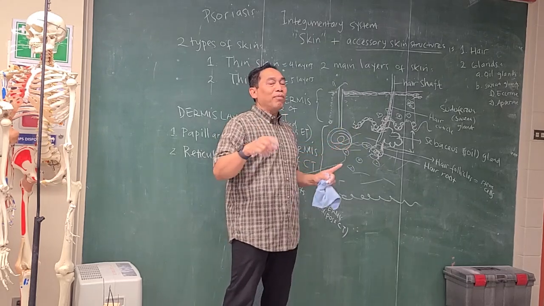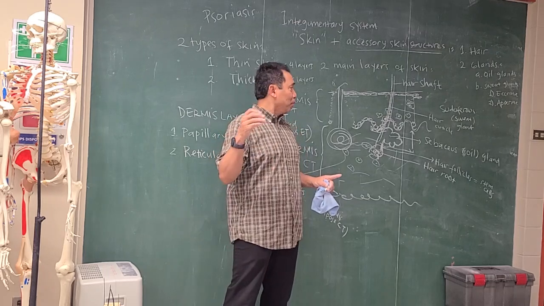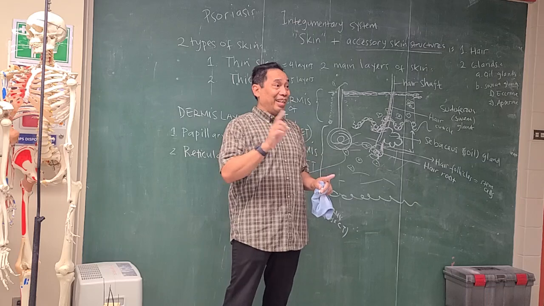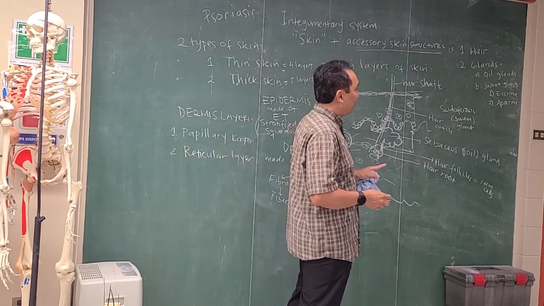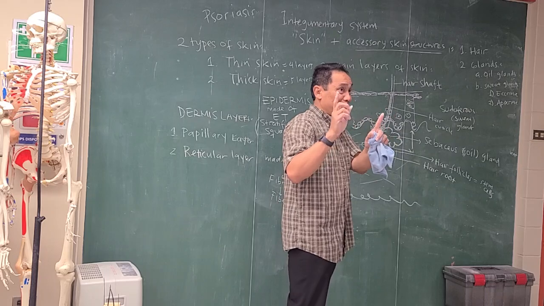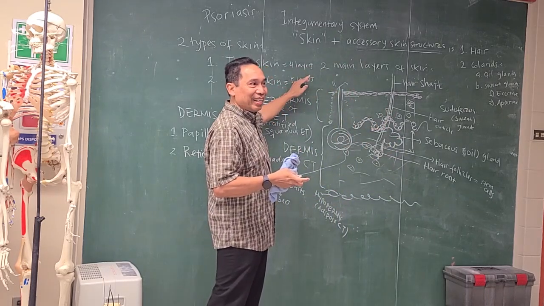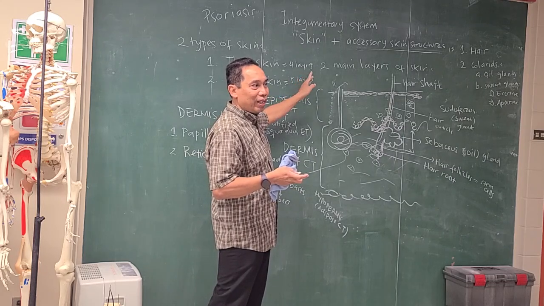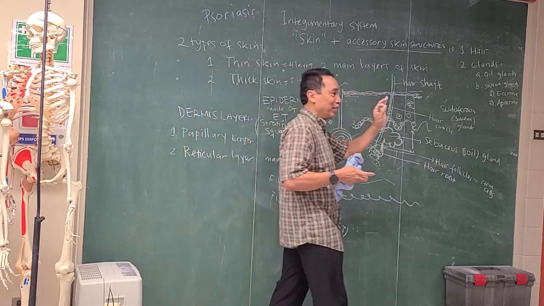Again, which one has more sweat glands? Thick or thin? Thick. Which one has more oil glands? Thin or thick? Thin. Get it? Okay, that's the difference between thick and thin skin. You can write it down, list it by yourself. So 4 layers, 5 layers, thinner, thicker, has hair, no hair, more oil glands, more sweat glands, which one? You write it down at home by yourself. So make sure you study that.